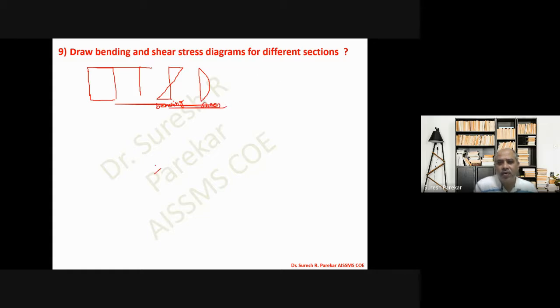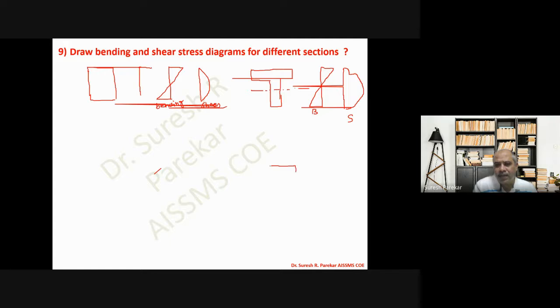Then if we go to the T section, and let us say we have the neutral axis somewhere here. If we plot it, the bending stress diagram is independent of the cross section. So we have it like this. This is the bending stress diagram. And the shear stress diagram we get like this. Maximum is at the neutral axis, 0 at the top. This is the shear stress diagram.